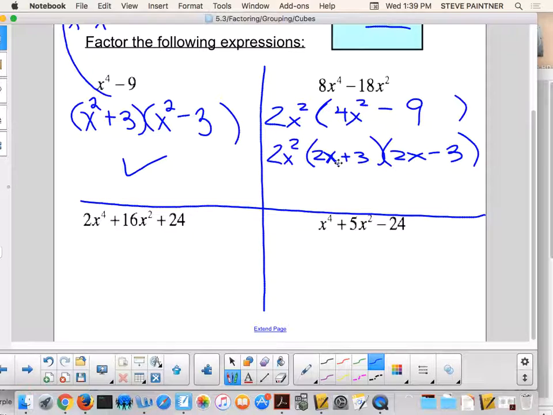Okay, ready? Is this yours? Your left is this one? Yes, I think mine are reversed. Okay, yeah, do that one.